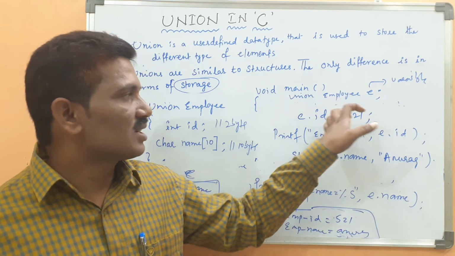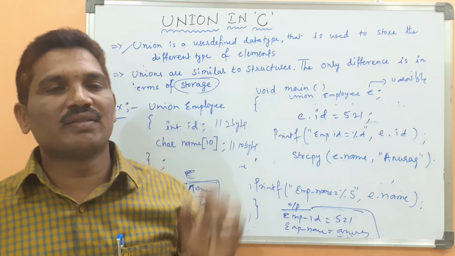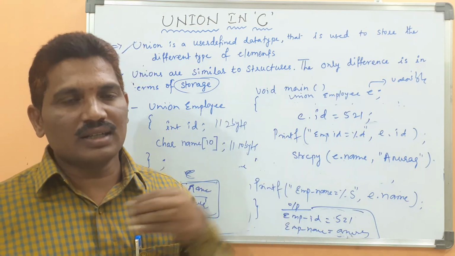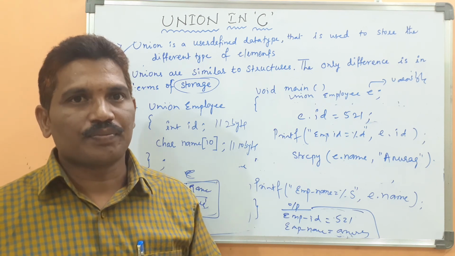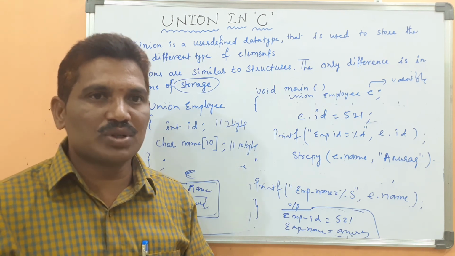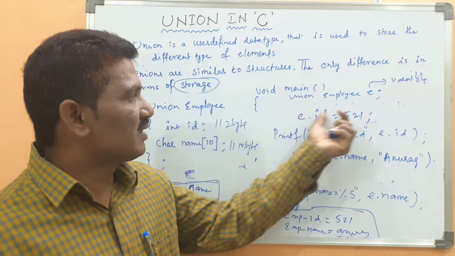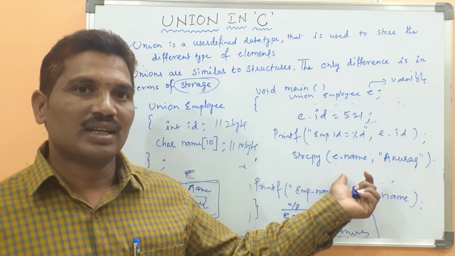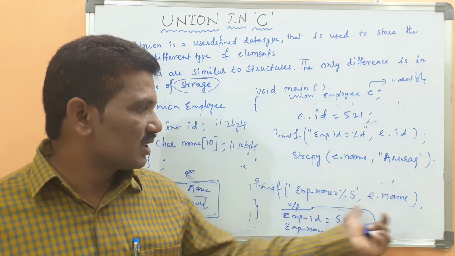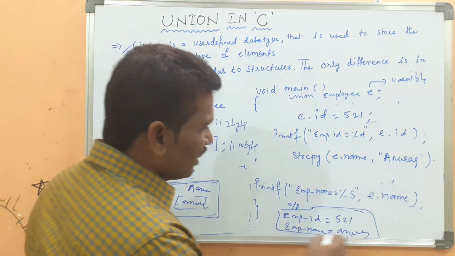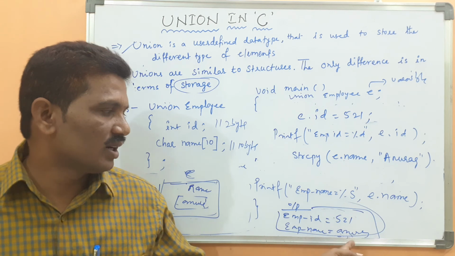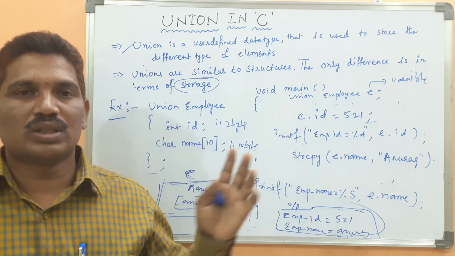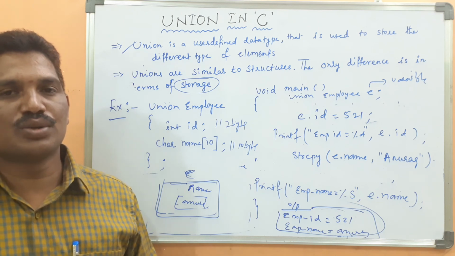First the ID was displayed, after that the name was displayed. At that time the first data got overridden. The recent data is stored in the memory. That's why whenever we enter data, we immediately display it, and after that we store the second member of the union. After that it is displayed. At that time we got employee ID equal 521, employee name equal Anurag. This is how the memory allocation is done for the union.